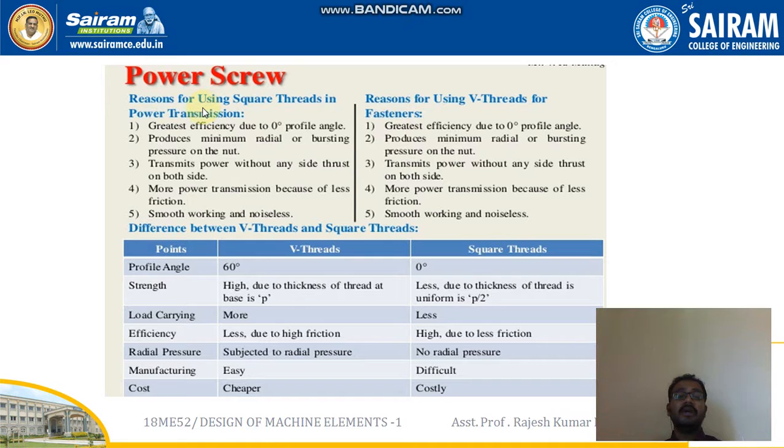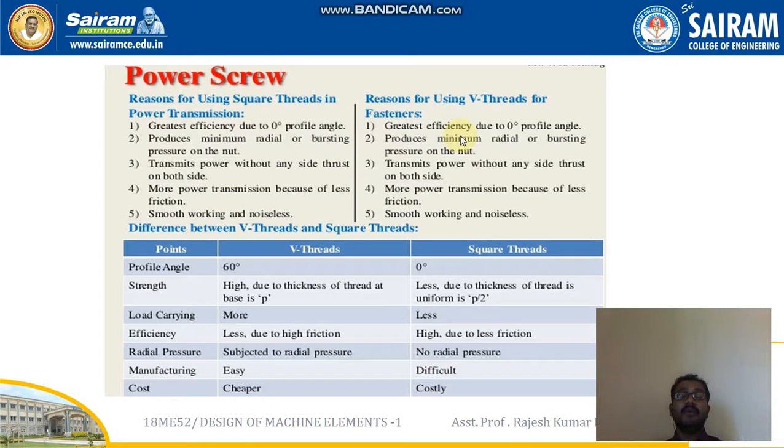We'll see what they are. So what are the reasons for using square threads in power transmission? The very first advantage is that it has the greatest efficiency due to the 0 degree profile angle, because it is exactly perpendicular. So the profile angle is 0 degree, and it produces minimum radial or bursting pressure on the nut. It transmits power without any side thrust on both sides, and more power transmission because of less friction, smooth working and noiseless. These are all the reasons for using the square threads.